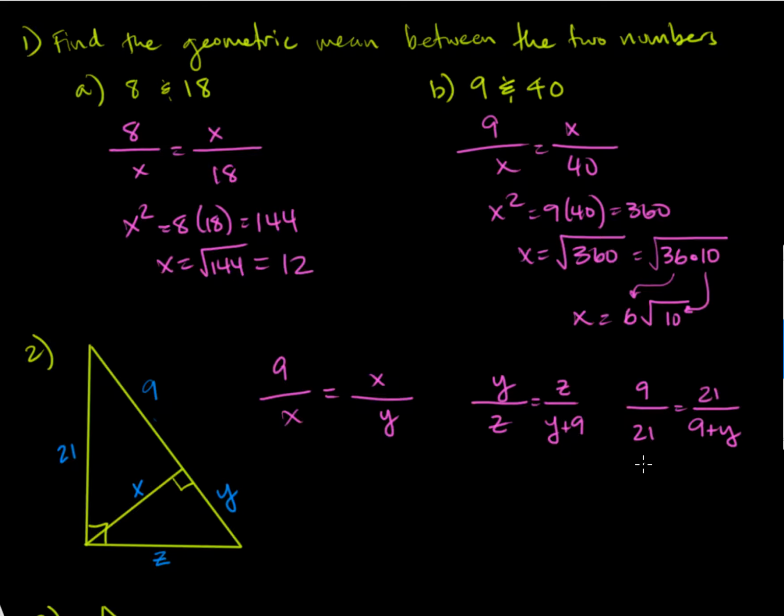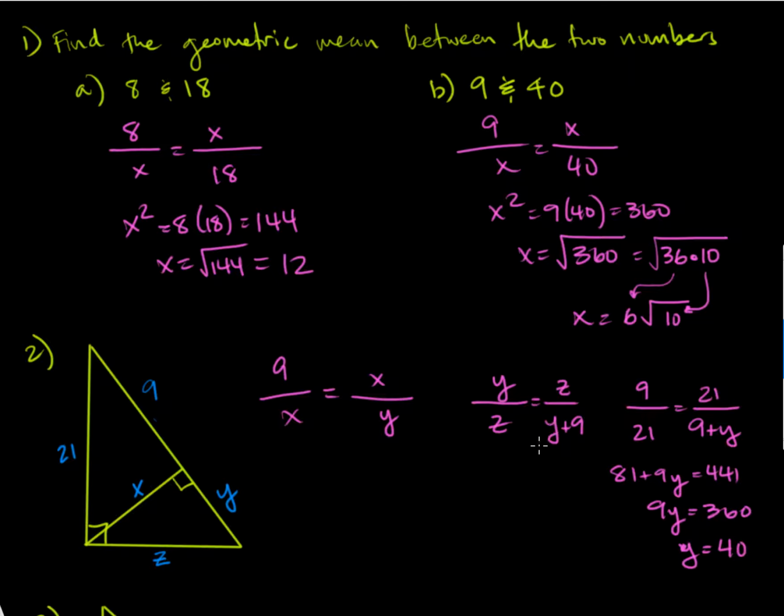So now if we see here, we only have one variable. So we're going to cross multiply this. We're going to do 9 times 9 plus y, which is 81 plus 9y, and that's going to equal 441, which is 21 times 21. So that means 9y equals 441 minus 81, and 441 minus 81 is going to give us 360. And that would mean that y would equal 360 divided by 9, which is 40. We actually found that right up there.